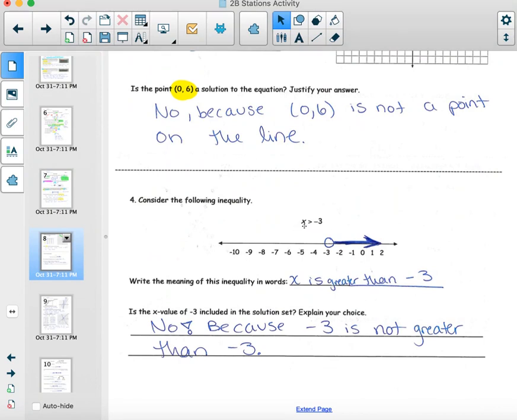Moving on. Consider the following inequality. So I have x is greater than -3. We need to know, is this going to be an open circle or a closed circle? Good, open circle. Open circle because there is no equals to piece. Okay, so we have our open circle.